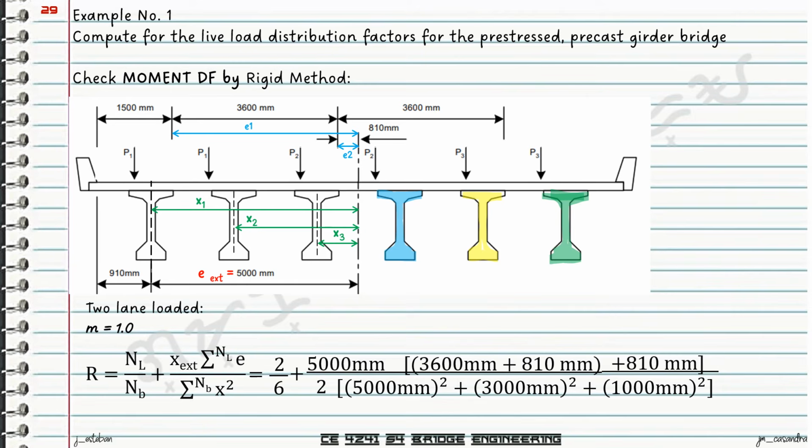Okay, so with that, computing now for your reaction is equal to 0.706. Distribution factor now by rigid method is m times r, which will give us a value of 0.0706 lanes. So this is our distribution factor when we have two lane loaded.